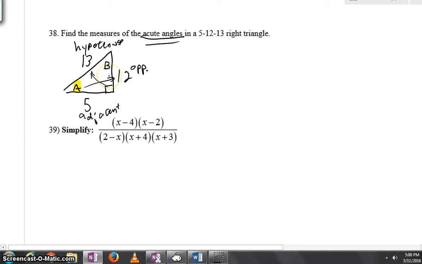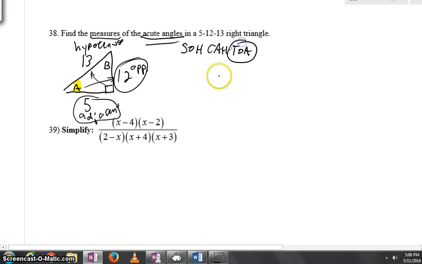Now, to find angle A, and that's what we're really being asked to do here, you have to go back to SOHCAHTOA. And the wonderful thing is you are free in this problem to pick any two sides. Sometimes kids might want to just choose the 5 and the 12 here, opposite and adjacent. Opposite and adjacent would be tangent. So the tangent of angle A would be the opposite side, that's 12, divided by the adjacent side.